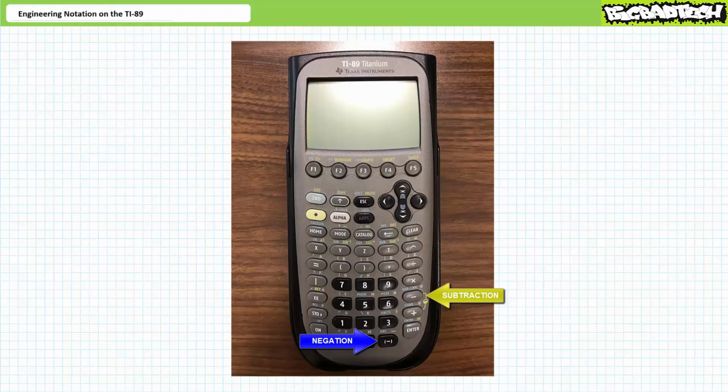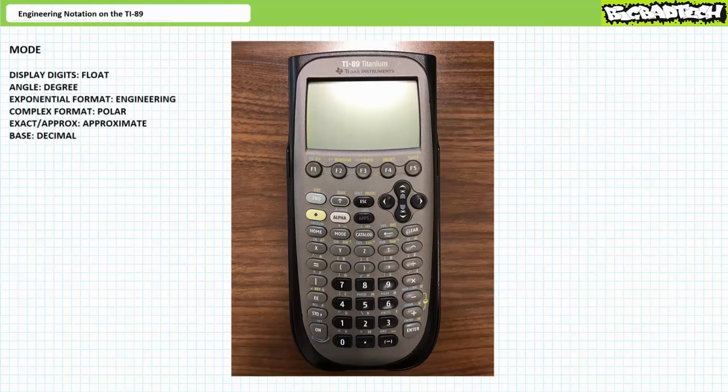To negate a number, press the negative sign and the number of interest. We'll examine calculator operations beyond engineering format in later lectures. The single most important key on the TI-89 is the mode key. This accesses 3 basic setup screens accessible via the F1, F2, and F3 keys below the main screen.